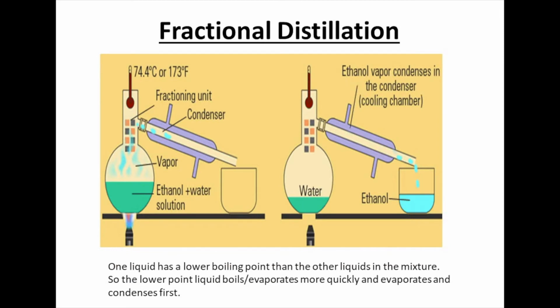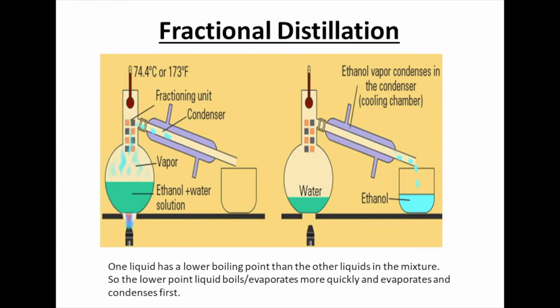Fractional distillation. Now, fractional distillation is where you've got a mixture of liquids and they all have different boiling points. We know water boils at 100. If you have something called ethanol, which is alcohol, which is found in alcoholic drinks, that boils at around 75 degrees, 75 to 78 degrees. So it boils at a lower temperature.